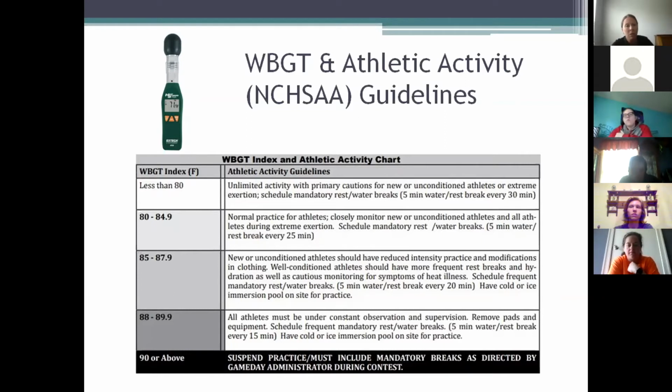This gives us a little idea of how long and how often our break period should be during the heat, okay? At a minimum, you could see it should be 5 minutes every 30 minutes. That's at a minimum.